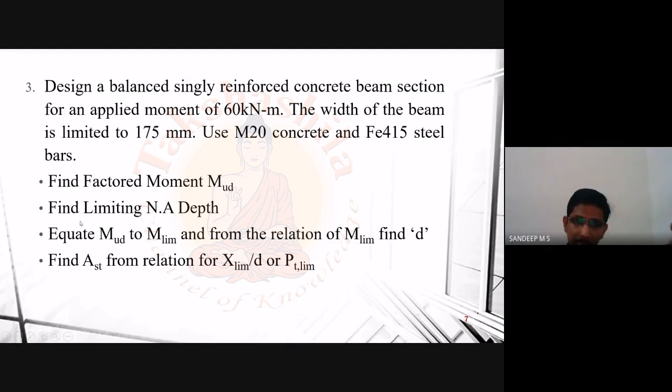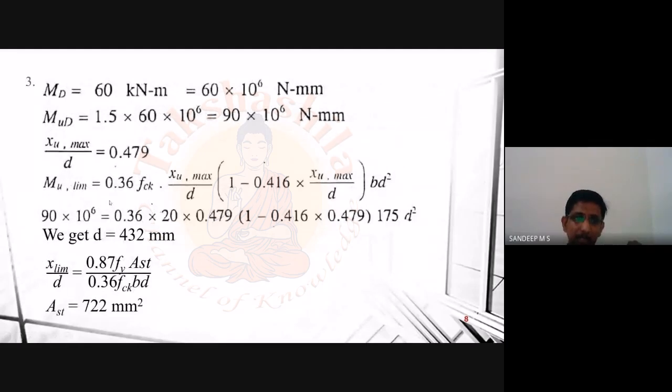Then what we need to do is find the limiting neutral axis depth value. We can obtain that from our code itself. Then we will equate the design capacity, that is 60 into 1.5, which will give us some value, and that will be substituted in the relation for moment of resistance for a balanced section. Okay, so once you substitute that, I think it is better to explain with steps.